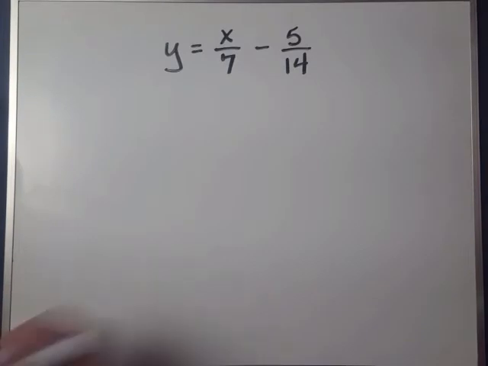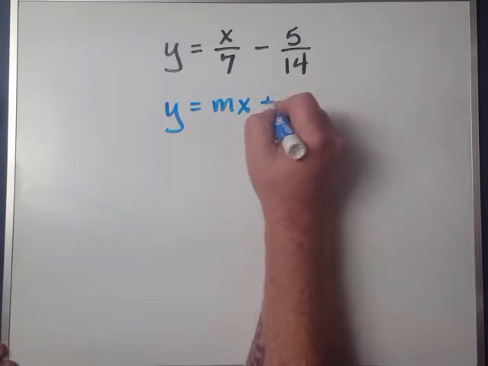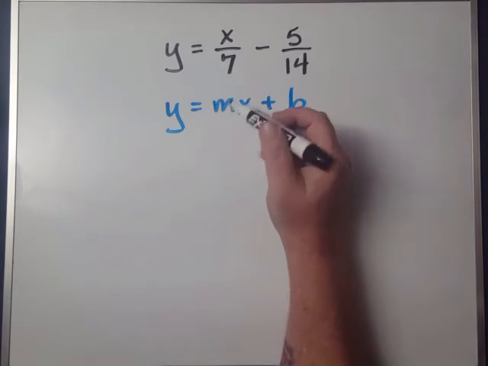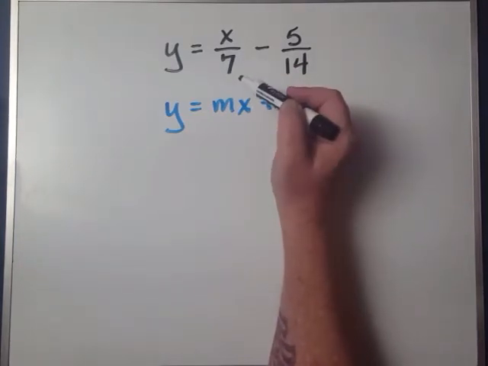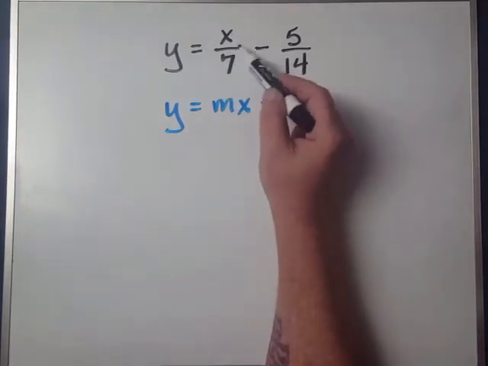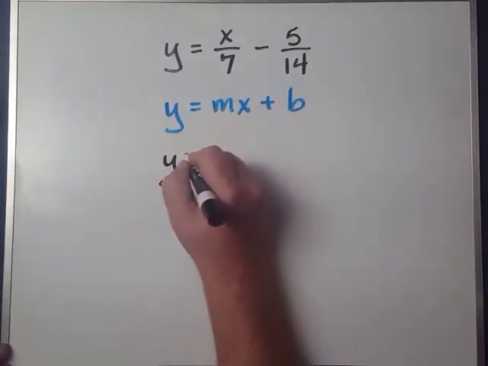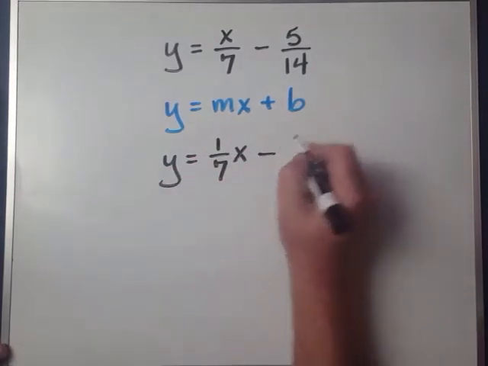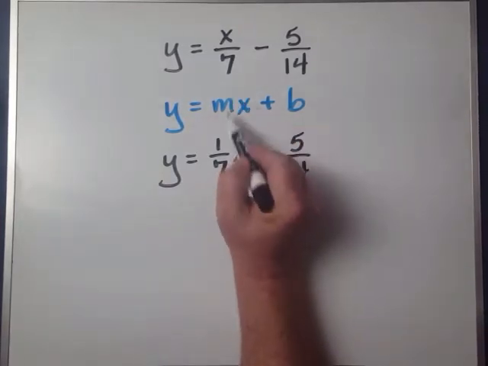It already looks like y equals mx plus b, where m is what? What is the coefficient on this x term? We've had this question come up a few times already. When I have x over a number, what is the coefficient on x? If I were to rewrite this, would you agree that this is the same as saying 1/7 times x? And so the coefficient on x is 1/7.